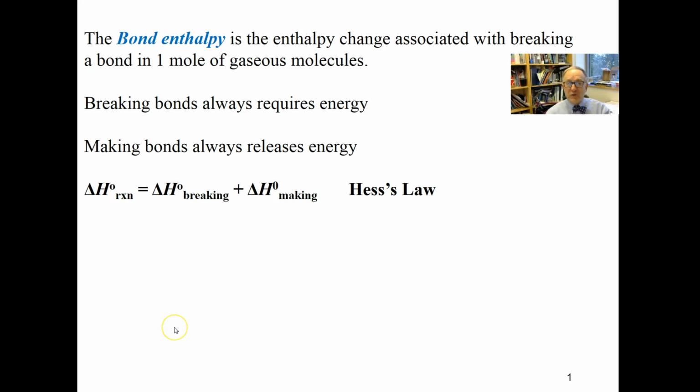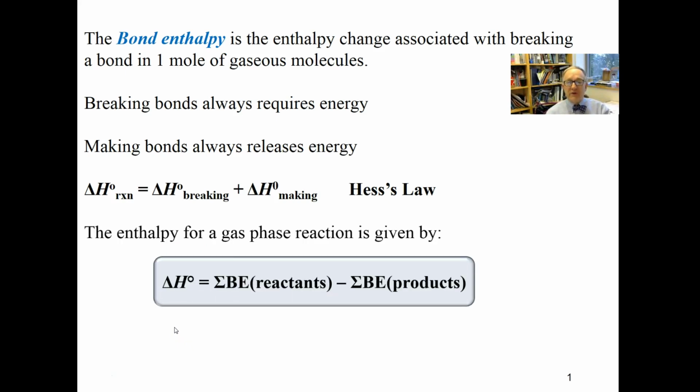So the equation we're going to use to calculate the enthalpy change for a gas phase reaction is that the change in enthalpy, delta H superscript 0, is equal to the summation of the bond energy of the reactants minus the summation of the bond energy of the products. So this is reactants minus products. You may say, he's always said it's final minus initial when we're looking at changes, products minus reactants. But this is different. This is using Hess's law. We're adding breaking and making.